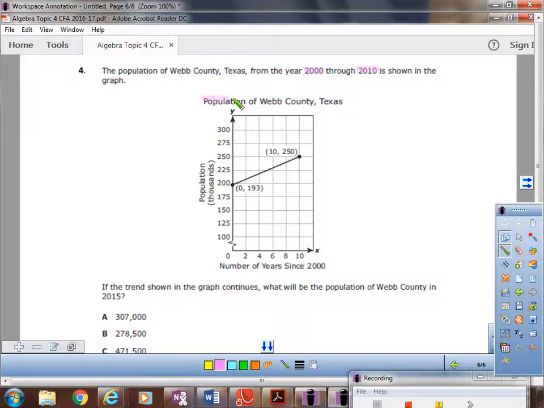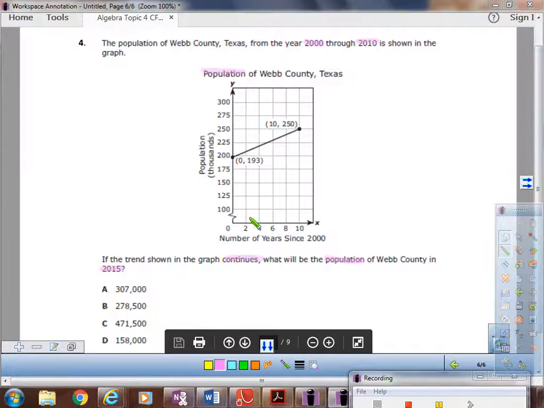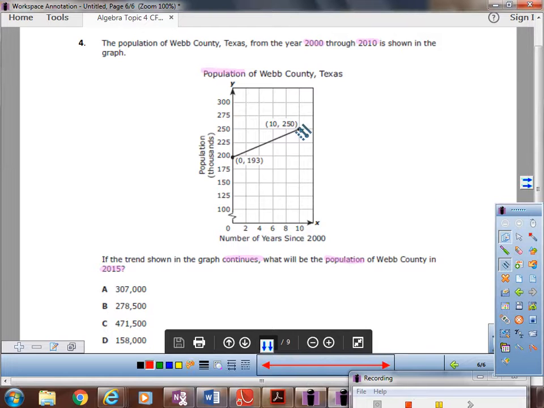So here's the population of Webb County, Texas. Here's 2000 through 2010. If the trend shown in the graph continues, what will be the population of Webb County in 2015? So what we need to do is make a prediction using this line. Now, if you think about it, if we extended this line a little bit, it would go off of the graph and it would be hard to make that prediction because 2015 is going to be about right here. So that's not a good idea.